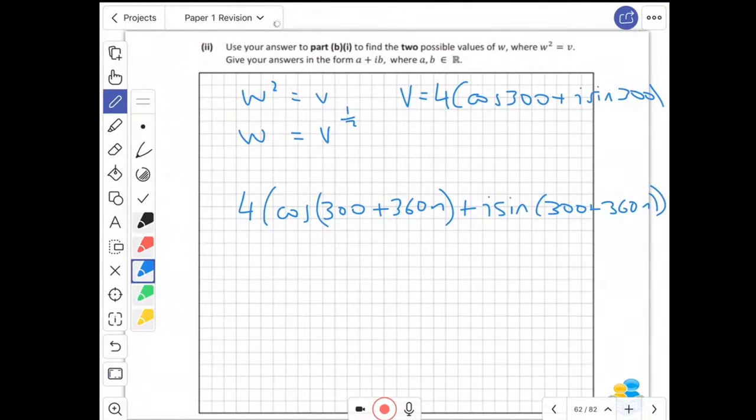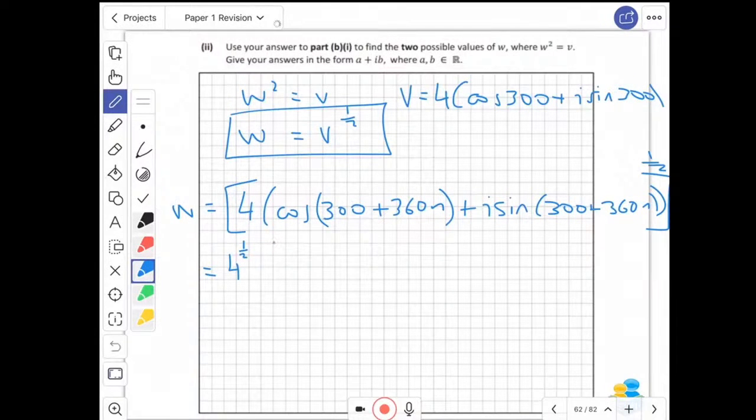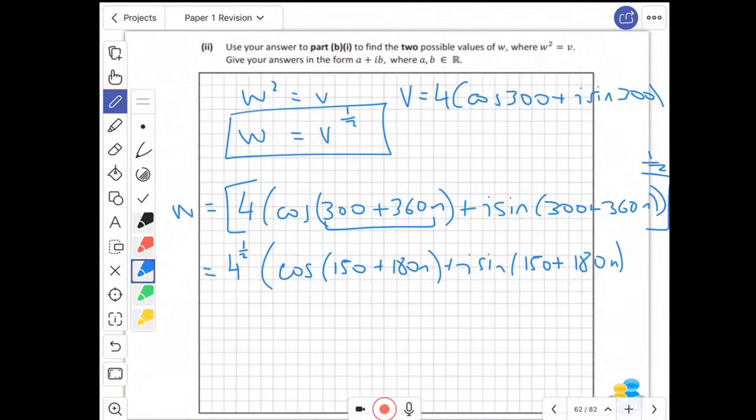Okay, now what I need to do is I need to say, right, in order for me to get that answer, I need to take v and I need to raise it to the power of a half. And now I'm going to use de Moivre's theorem. So that half is going to come in like we did in de Moivre's, and it's going to give me 4 to the power of a half, but then it's going to come in here and multiply everything by a half. So that's going to give me cos 150 plus 180n plus i sin 150 plus 180n. Okay, so that's obviously going to give me 2 and all this stuff.